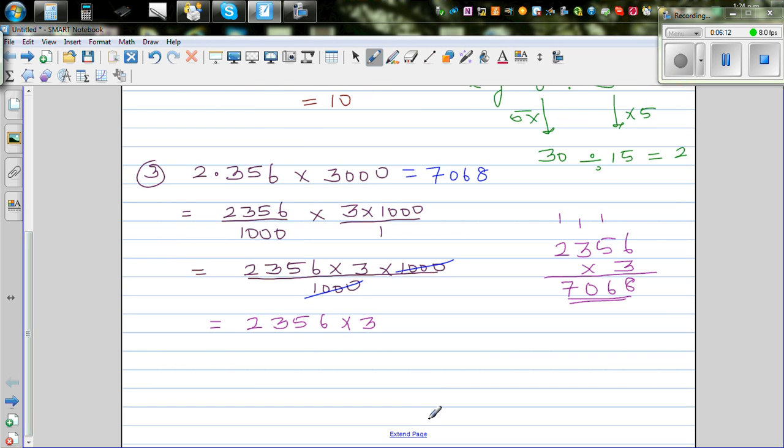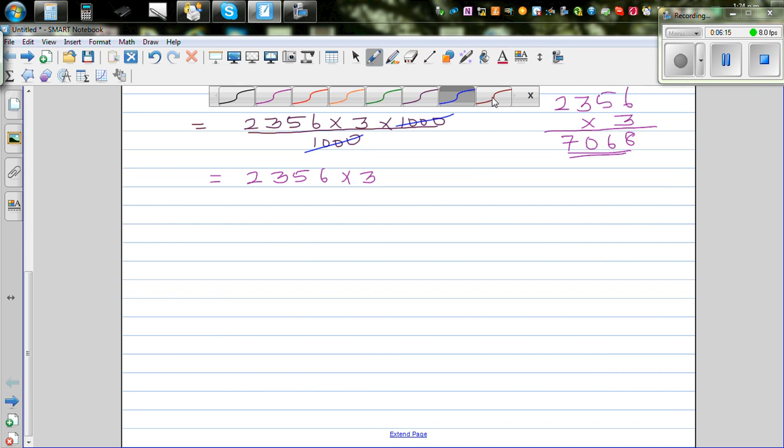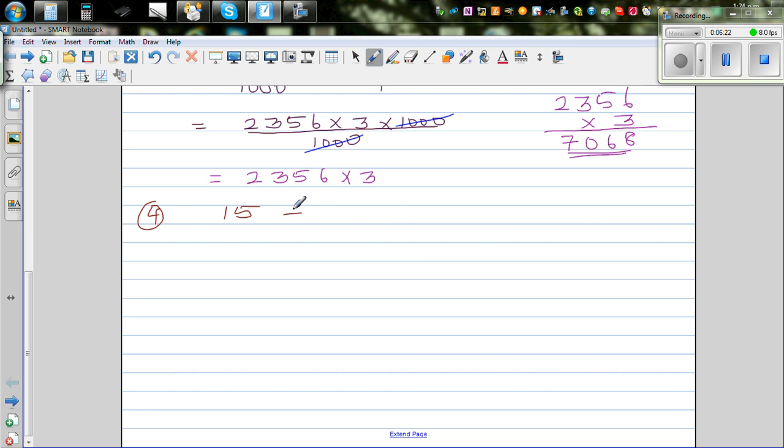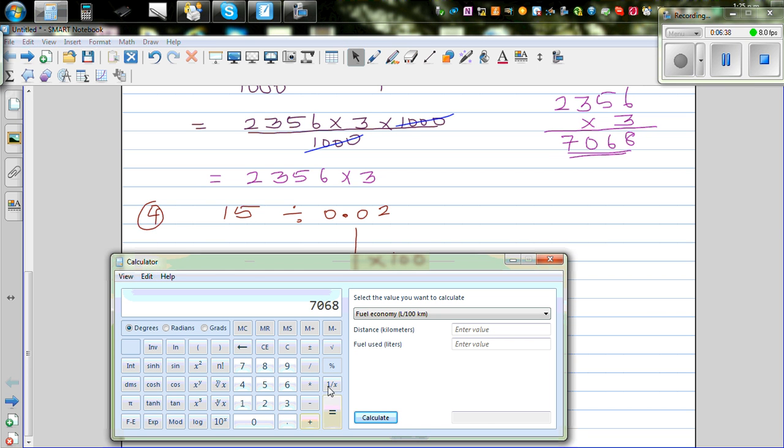Okay, let me take division now. Question 4 is division. So we want to do 15 divided by 0.02. I want to change this into a neat number. I want to change this into 2. So 2 is how many times 0.02? Well, that's 100 times.